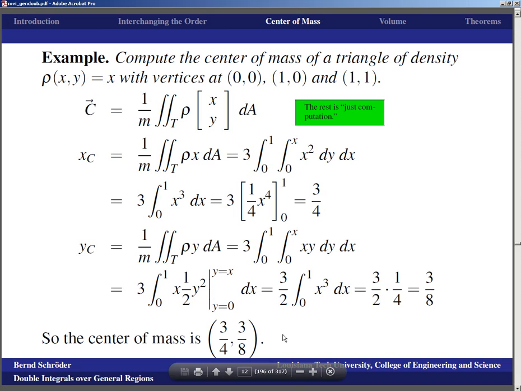And that does make a good bit of sense, because the density is increasing as x increases, and we also have more area in that direction, so the x-coordinate of the center of mass should be very much tilted towards the right end. And the y-coordinate of the center of mass, because the triangle gets thinner as we go up, should be lower than 1/2, and it is, because it is 3/8.